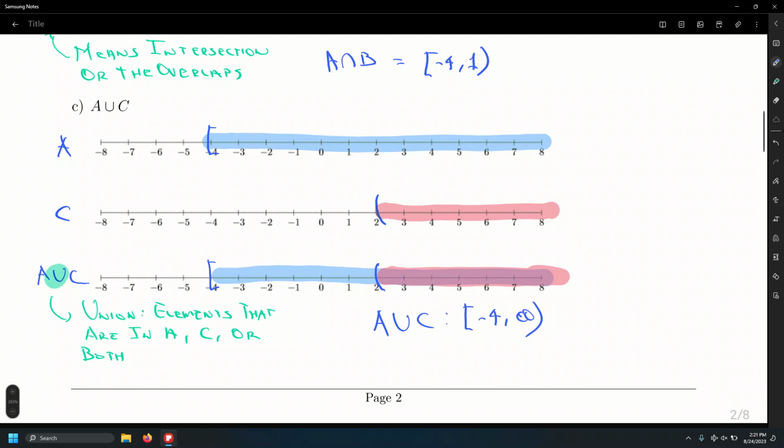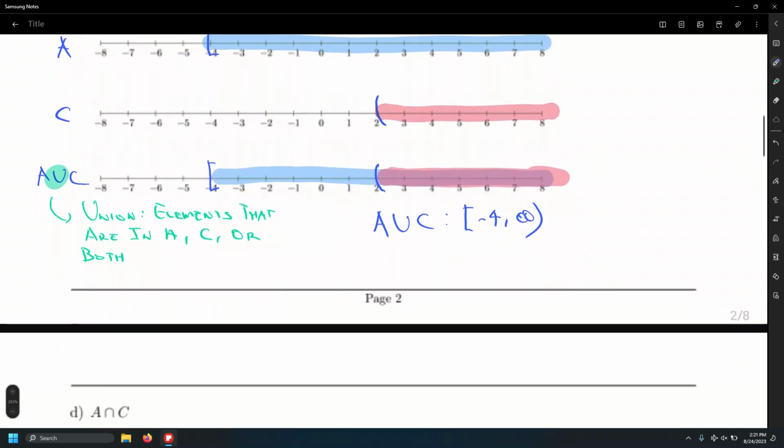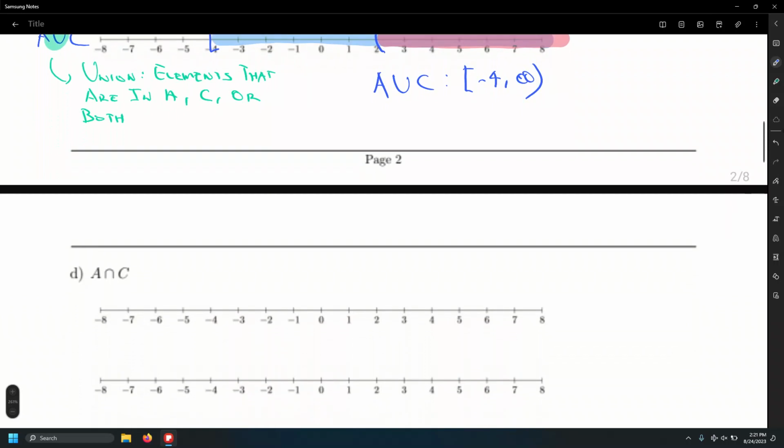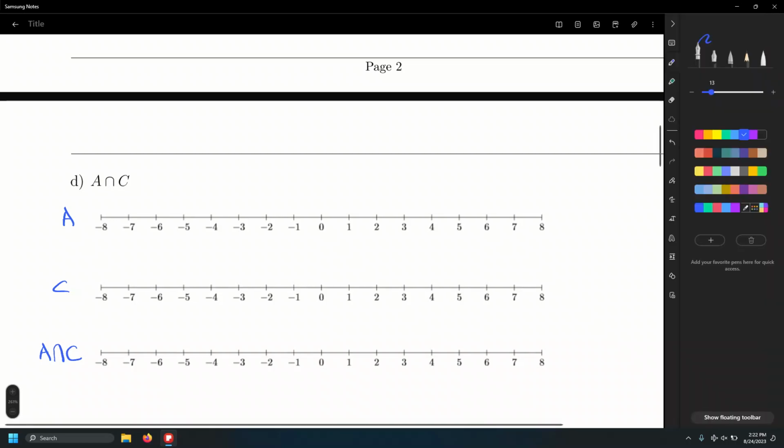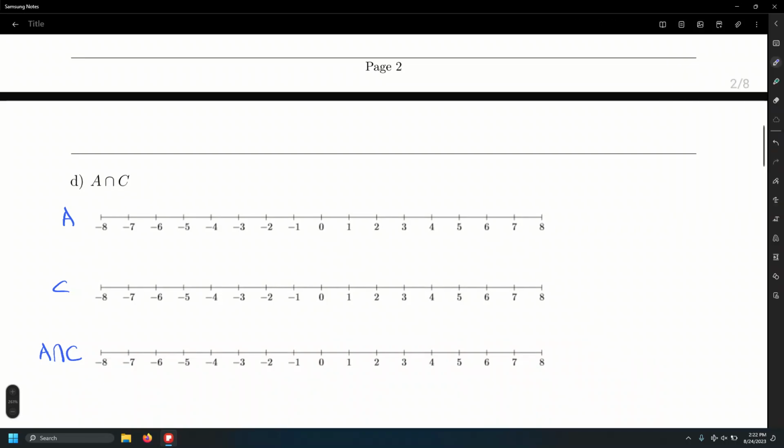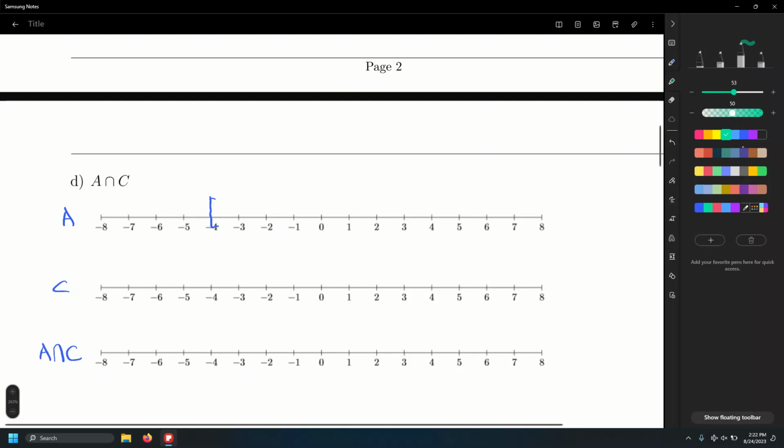Let's look at another example. Actually, the next example involves A and C again, both of them. So let me go and write them down. That's A, C, but in this case, we're not looking for A union C. We're looking for A intersection C. And in this case, let's shade the set A, which is from -4 with a bracket all the way to positive infinity.